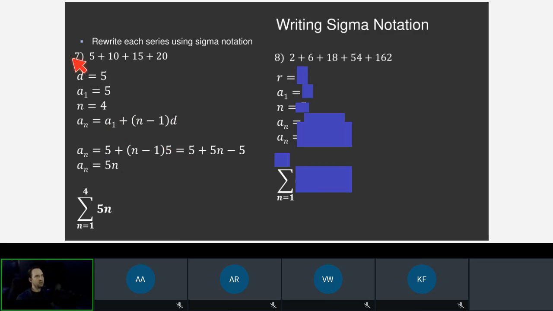We are distributing 5 times n and 5 times -1. So 5 times n is 5n, 5 times -1 is -5. And then like terms, 5 and -5, they cancel each other out. Those are like terms.